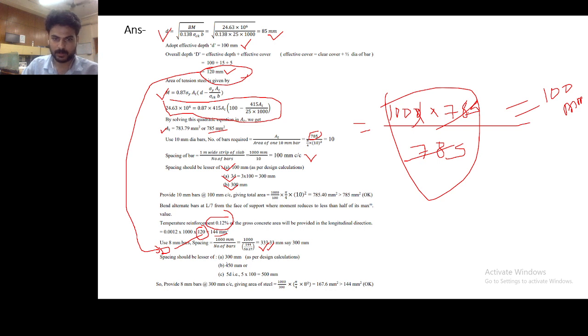So we have to go for the smaller spacing, so the smaller spacing is 300 mm. So we can provide 8 mm bars at 300 center to center, so it will be okay for the secondary reinforcement also, and the primary reinforcement we have already provided as 100 mm. And after this we can check for shear, deflection and all. That part I have not covered here, but we can do that also.